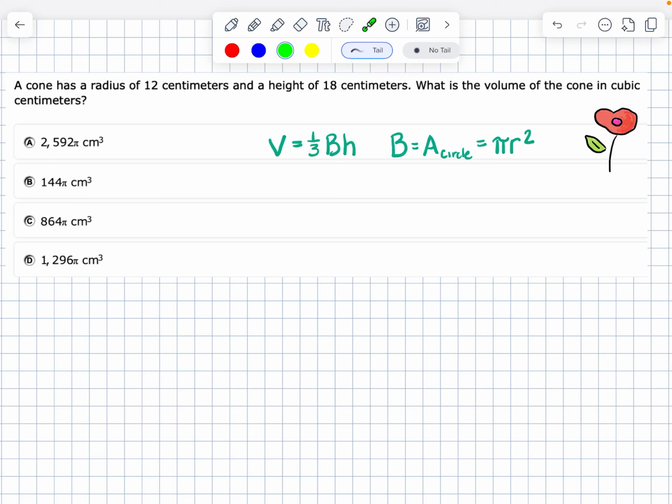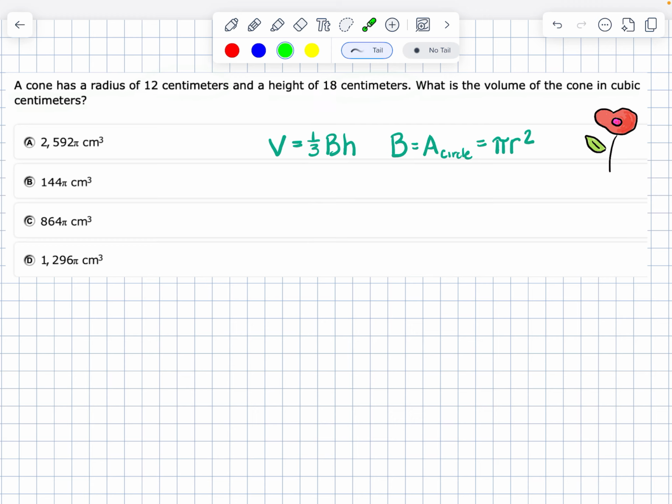In this problem, we're going to find the volume of a cone. So let's read this. It says a cone has a radius of 12 centimeters and a height of 18 centimeters. What is the volume of the cone in cubic centimeters?